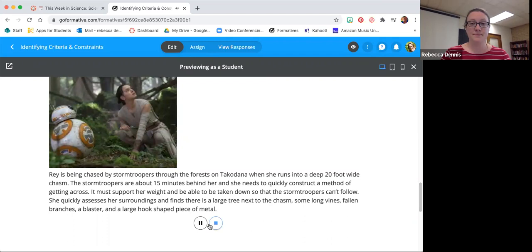Rei is being chased by stormtroopers through the forests of Takudana when she runs into a deep 20-foot wide chasm. The stormtroopers are about 15 minutes behind her, and she needs to quickly construct a method of getting across. It must support her weight and be able to be taken down so that the stormtroopers can't follow. She quickly assesses her surroundings and finds there is a large tree next to the chasm, some long vines, fallen branches, and a blaster and a large hook-shaped piece of metal.